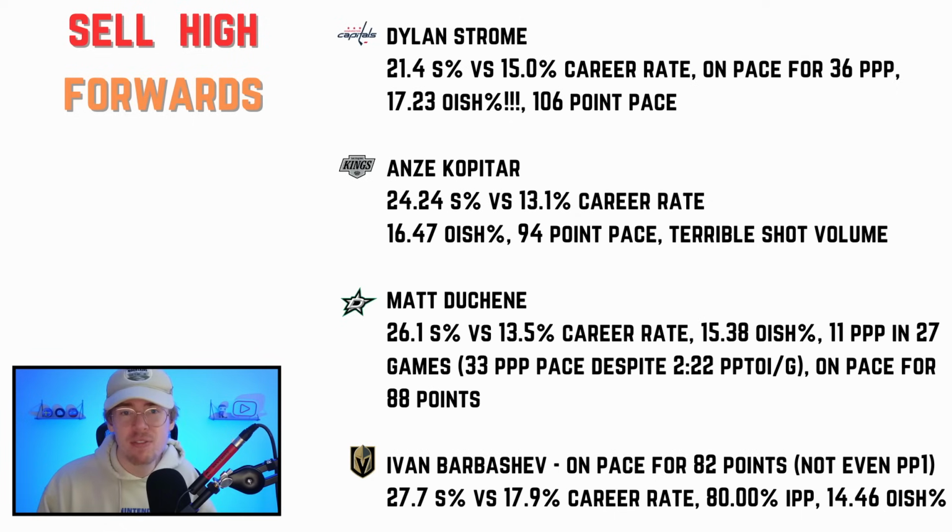Next, we have Ivan Barbashev, who I consider to be a massive sell high. He's on pace for 82 points, despite not being on power play 1 and not having a path to get onto power play 1. Right now, he has a 27.7% shooting percentage compared to his 17.9% career rate. He has an 80% IPP, and he has a 14.46 on-ice shooting percentage. I think there's a good chance Barbashev puts up less than 70 points this year. So if you can sell high and get a good deal in return, I suggest you do so.